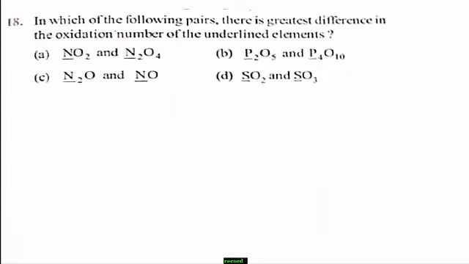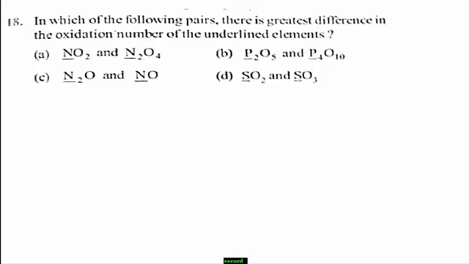Next, question number 18. In which of the following pairs is there the greatest difference in the oxidation number of the underlined elements? Option A NO2, N2O4, option B P2O5 and P4O10, here P is underlined, option C N2O and NO, option D SO2 and SO3. Yes, calculate one by one.